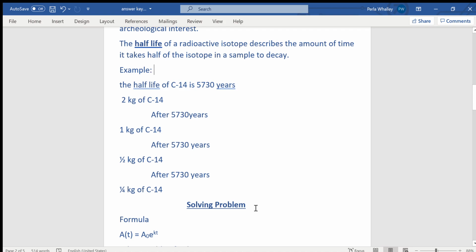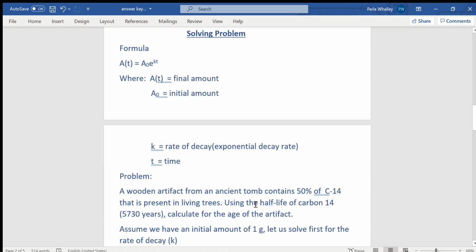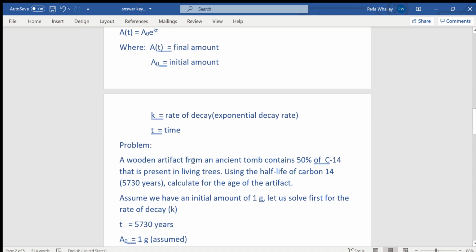Now, let's go to the problem solving. We have the formula to be used. We have A(t) = A₀e^(kt), where A(t) is equal to the final amount, A₀ is equal to the initial amount, k is the rate of decay or exponential decay rate, and t is equal to time. Now we'll go to the problem.